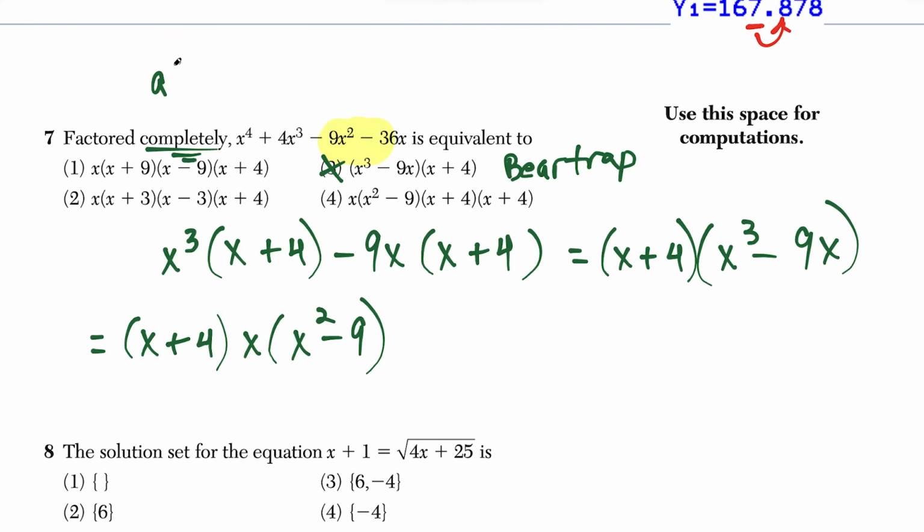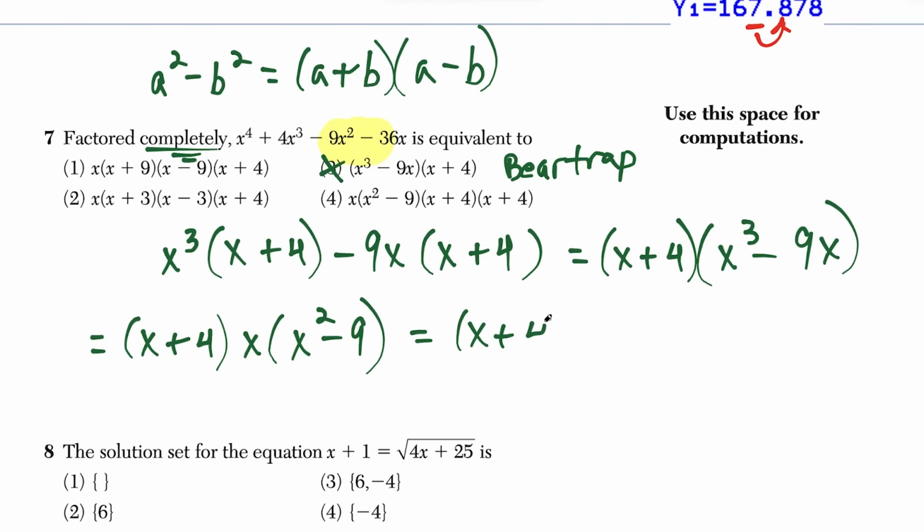So I'm thinking of this formula here. A squared minus b squared is equal to a plus b times a minus b. So that's the idea I want to use for the rest of this question. So we have x plus 4, and then we have times x, and then we're doing x plus 3 times x minus 3, okay? Since we have a difference of 2 squares here, I'm doing the square root of x squared, and I have x over here, and then plus or minus the square root of 9 is 3. So now this is going to leave us with x plus 4 times x plus 3 times x minus 3.